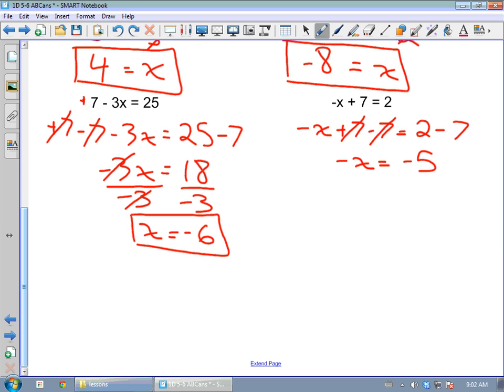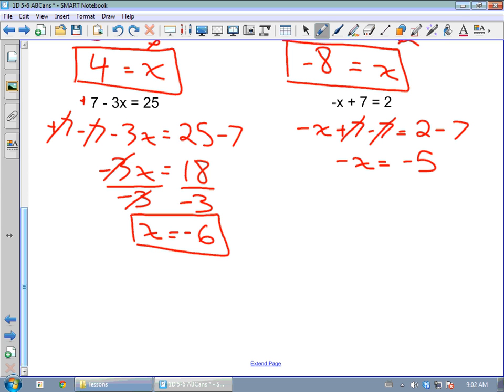Now this is another place where things get a little bit tricky here. I just see that negative x on the left-hand side. I don't want to just have negative x. Okay? I want to get x all by itself, and it's got a negative sign hanging out with it. It wants to be all alone. So what should we do here, Stephanie?